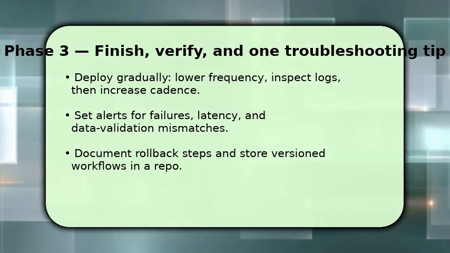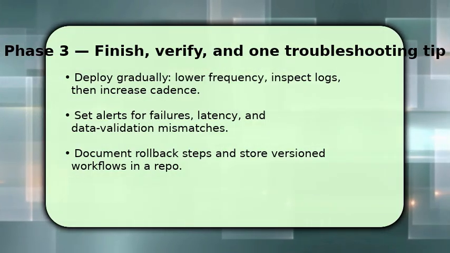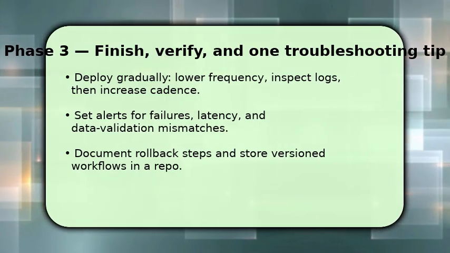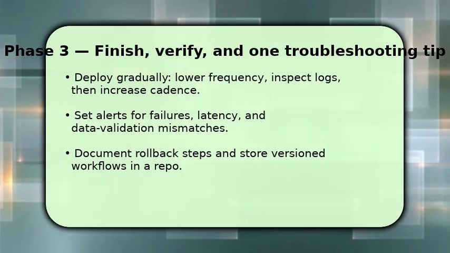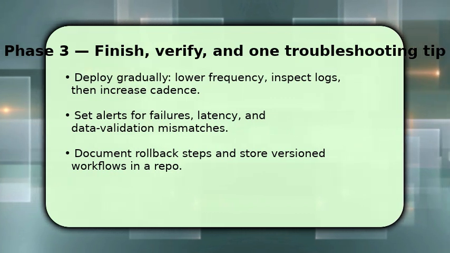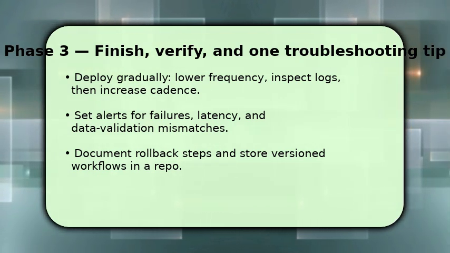Make sure to keep version copies in a repo and document rollback steps so you can revert quickly if a change breaks downstream. If things go wrong, check the API token, permissions, and input schema first. Those are the most common culprits. Then inspect two-level error messages for clues.